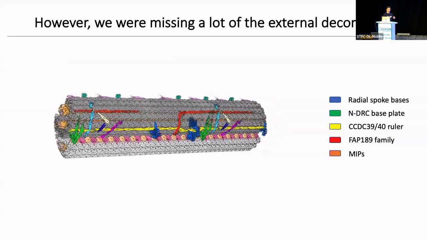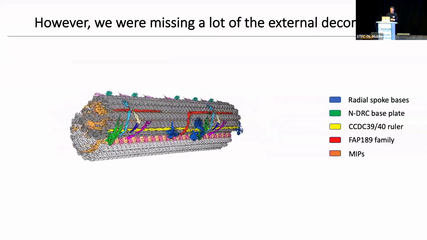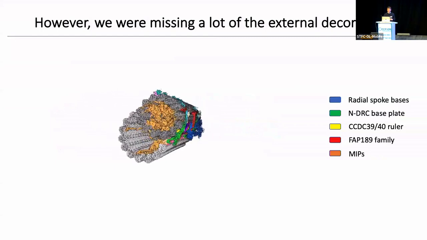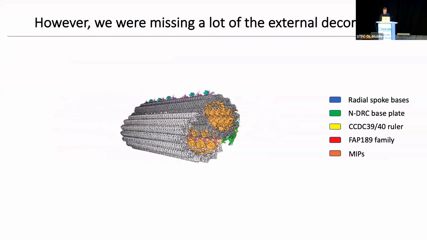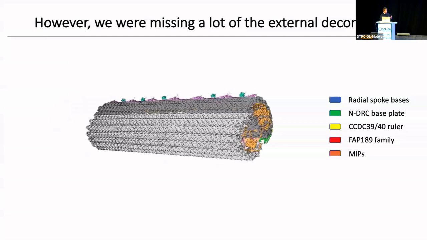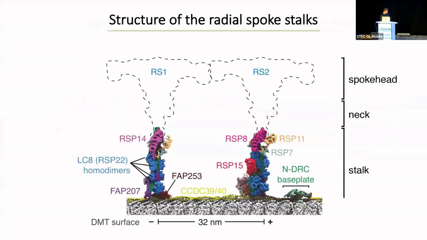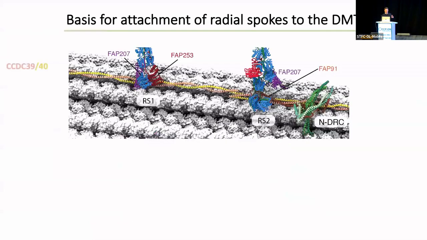However, when we looked at the outside of the doublet microtubule, we were missing a lot of the factors that we know bind there from tomography. However, one factor that we did have were the radial spokes. And using focused classification and refinement schemes in Relion, we were able to resolve the bases of these radial spoke structures. These showed that actually these two radial spokes per 96 nanometer repeat are molecularly distinct. They have a different subunit arrangement. It also revealed how these bind onto the doublet microtubule.